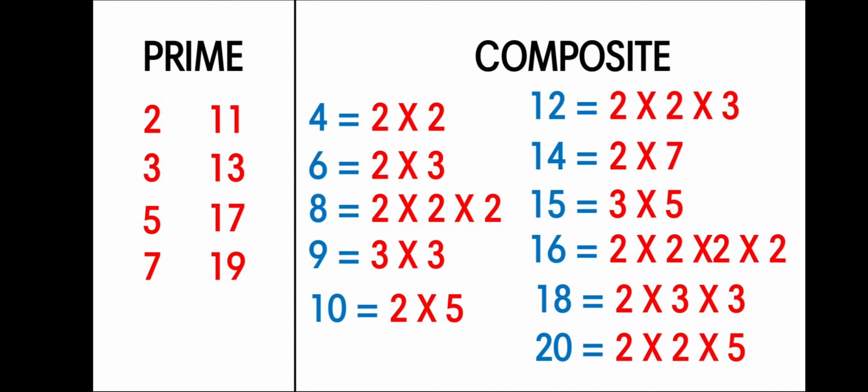You can take any example, like the number 8. 8 can be written as 2 into 2 into 2. Or 15 can be written as 3 into 5. 18 can be written as 2 into 3 into 3. That means every composite number can be written as a product of prime numbers. So if you take any number greater than one, it is either a prime number or a product of prime numbers. It's a guarantee. That's the fundamental theorem.